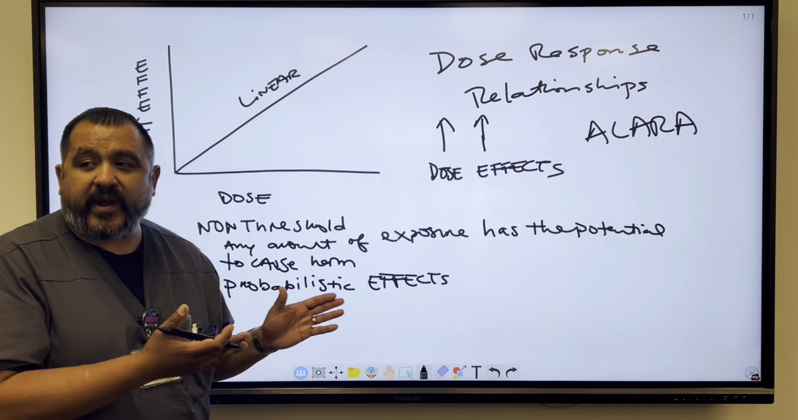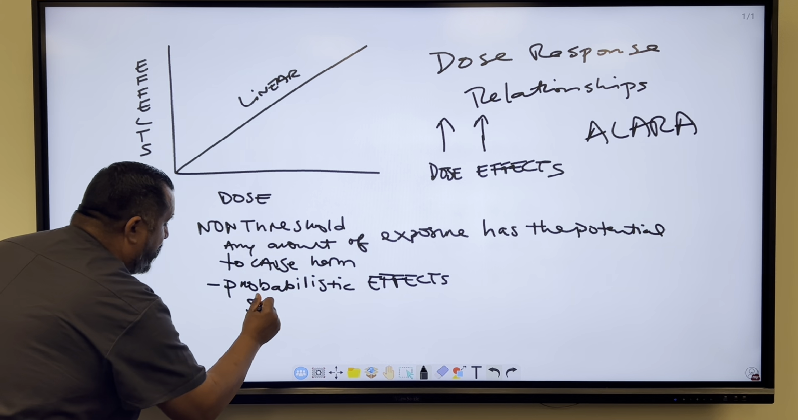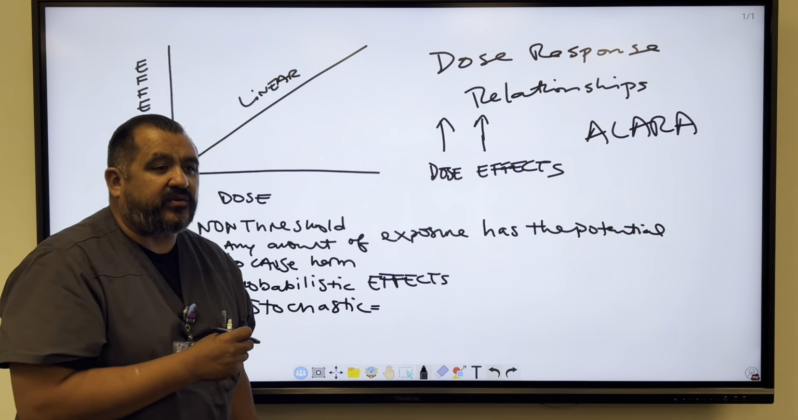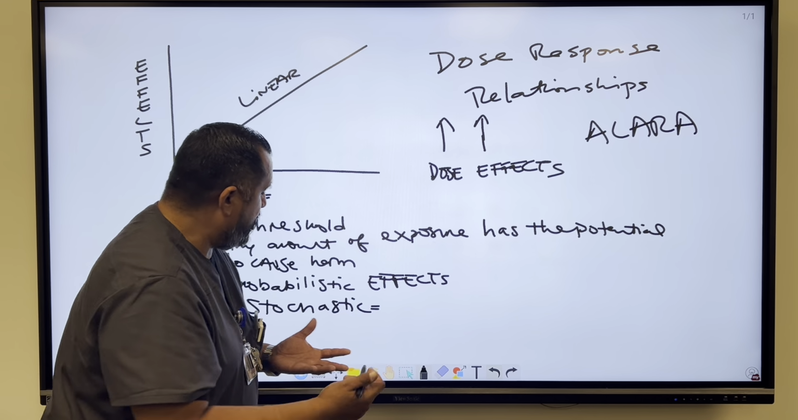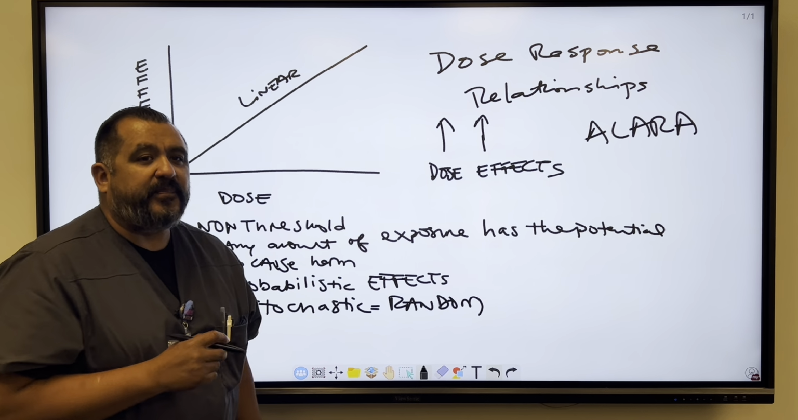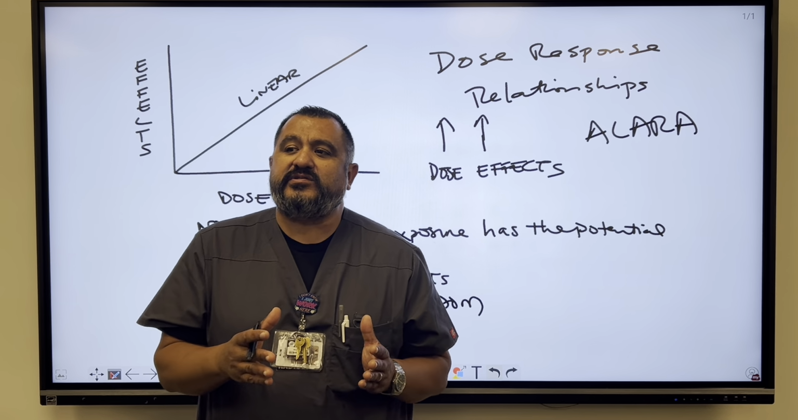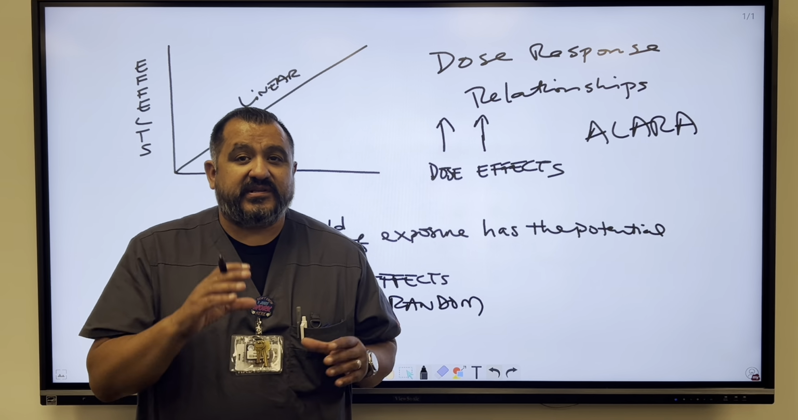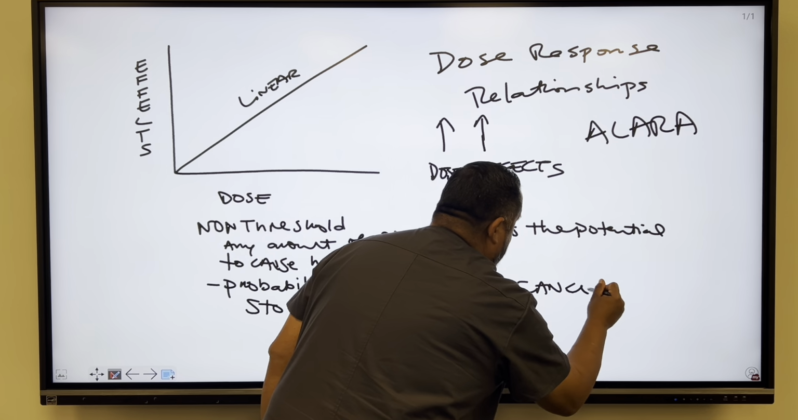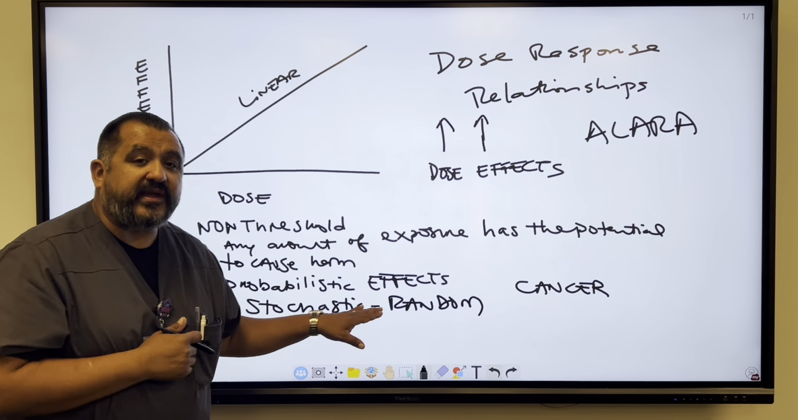So when we talk about random, we talk about a term called stochastic, all right? So non-threshold effects are related to stochastic, and if you were to look up the word stochastic, it's taken from the Greek word stocha, which means random. So the biggest random effect that can occur, in fact, it's what all risk factors are measured against, is going to be the C word, that's cancer. So cancer is going to be a non-threshold dose response effect. It is probabilistic, and it is stochastic.